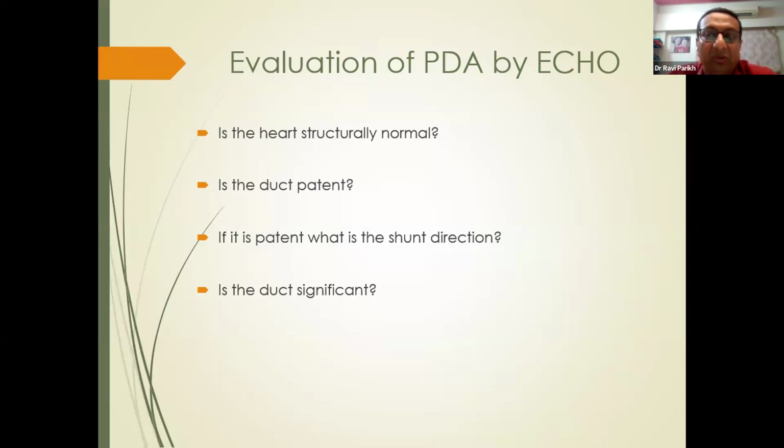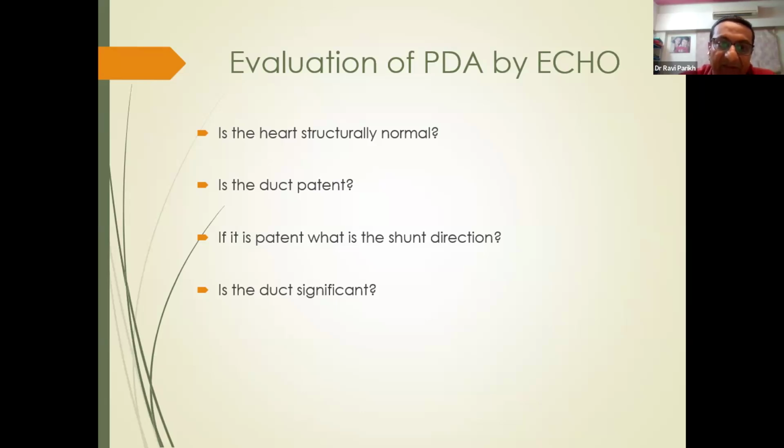First, there are four things you have to see. Is the heart structure really normal? Because the first scan of any baby, even though you just want to look at PDA, has to be full, because we know the side effects. There are certain heart diseases which are duct dependent. For example, if there is a coarctation of aorta and a large duct and you treat it, then actually you will be in a problem as well. So first you have to do a full scan to see if the heart is structurally normal.